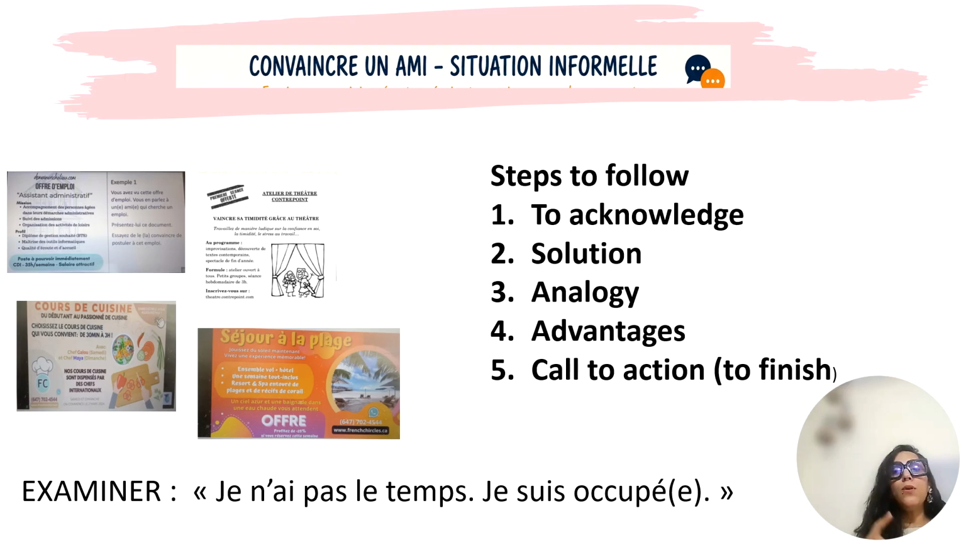Okay, so first is to acknowledge, second is solution, third is analogy, fourth is advantage, and then CTA. With that you can finish your answer. If you follow these steps, then you can easily counter, you can easily convince your friend for that point. Now here today our argument, which the examiner said, is j'ai pas le temps, je suis très occupé, I do not have time, I am very much occupied.